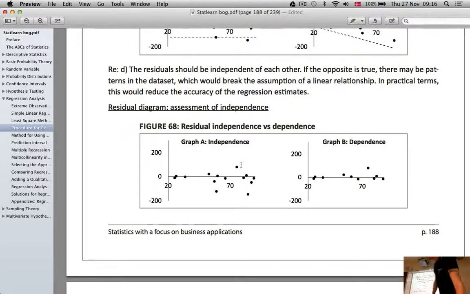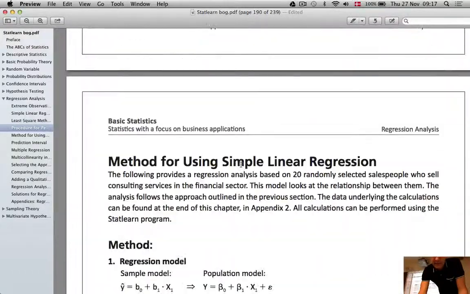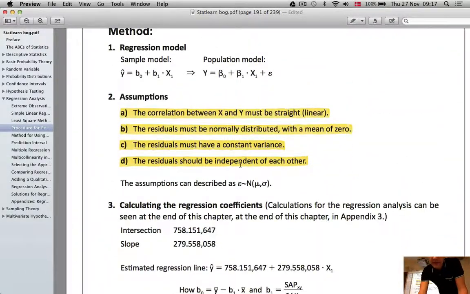Okay, then also, you can see, I just go back to the assumptions again. These are on page 191. We would also like the residuals to be independent of each other, meaning that there should be no specific pattern in them.